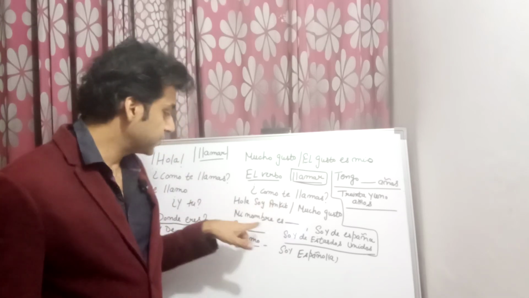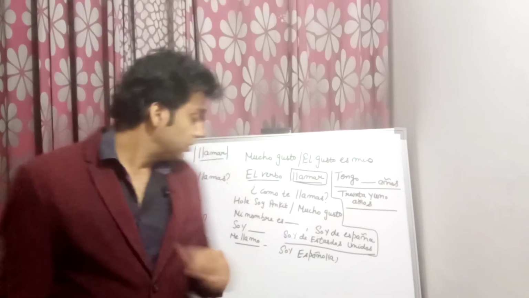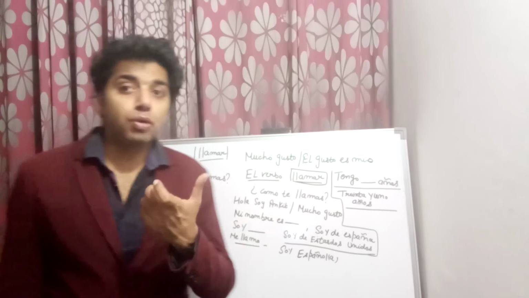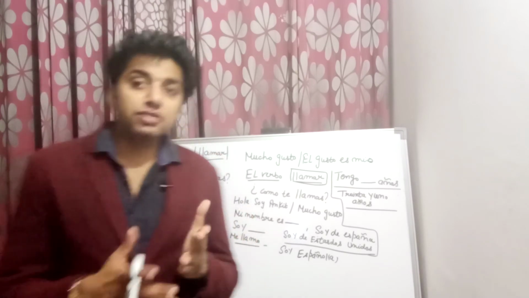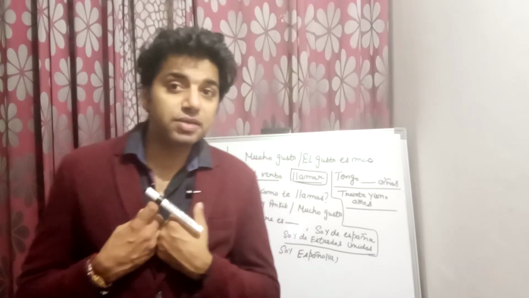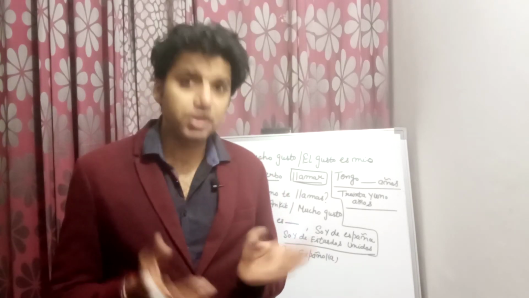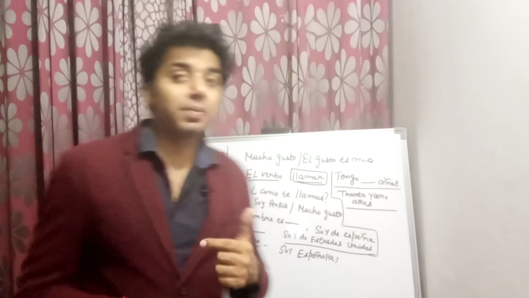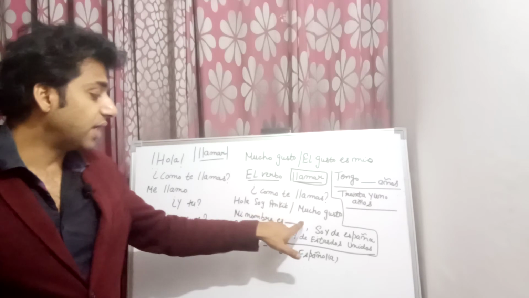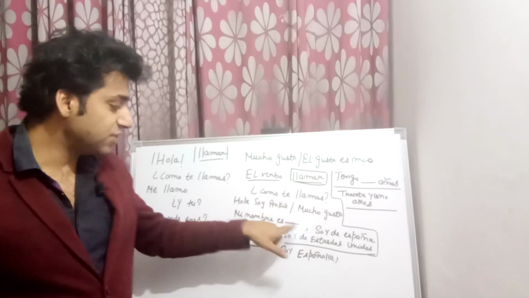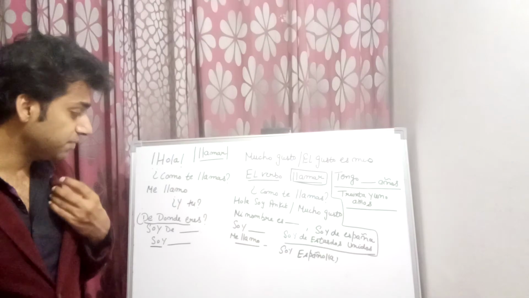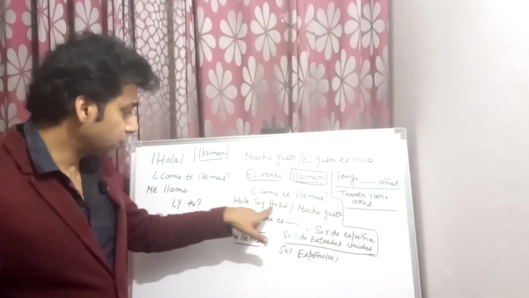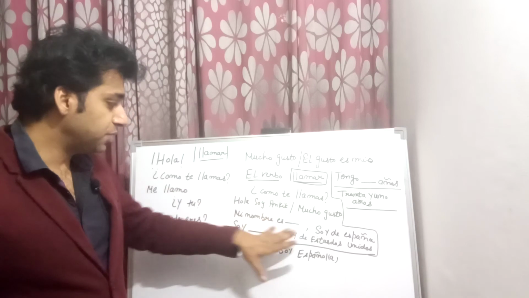If I say mi nombre es, basically nombre is name. Mi nombre es Ankit, my name is Ankit. So see, there are a lot of ways to introduce myself in Spanish: me llamo Ankit, soy Ankit, and mi nombre es. Hola, soy Ankit. Me llamo Ankit. Mi nombre es.